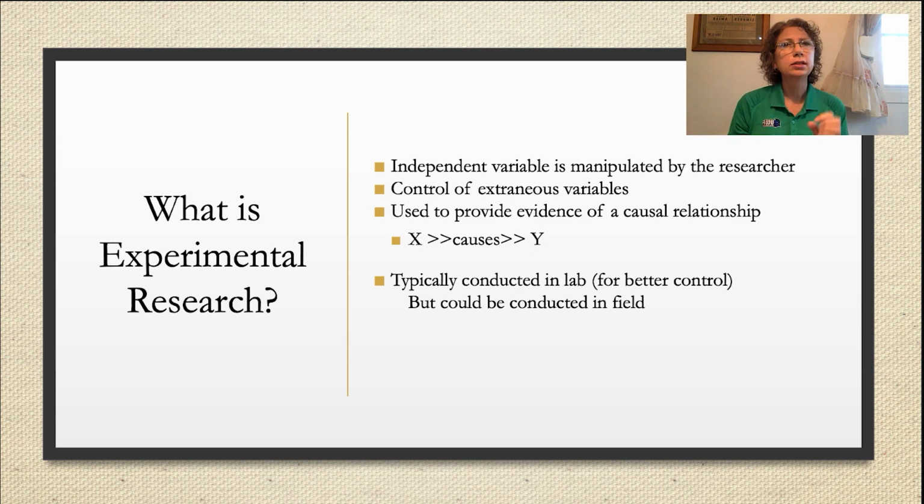So, the three things you want to remember about experimental research: the researcher has to manipulate the IV, they have to control for extraneous variables, and this is the only type of research design that can truly make a causal relationship claim. So keep those in mind.